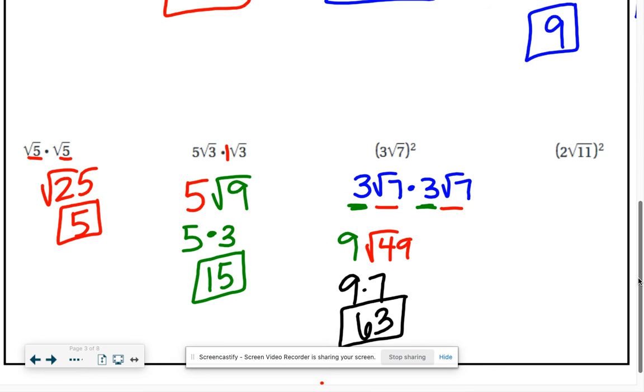Do you guys want to try the last one on your own? Sure. Same exact process as this one, just different numbers.